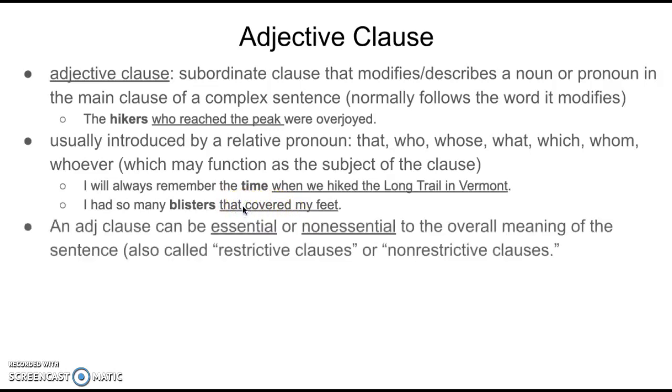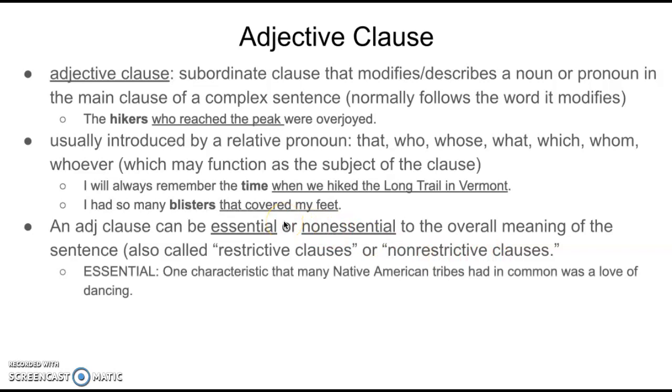An adjective clause can be essential or non-essential to the overall meaning of the sentence. Essential clauses are also known as restrictive clauses, and non-essential are known as non-restrictive clauses as well. Here's an example of an essential one. If you have an essential adjective clause, then you cannot take it out of the sentence without completely altering the meaning of the sentence. It still makes grammatical sense, but the meaning changes completely.